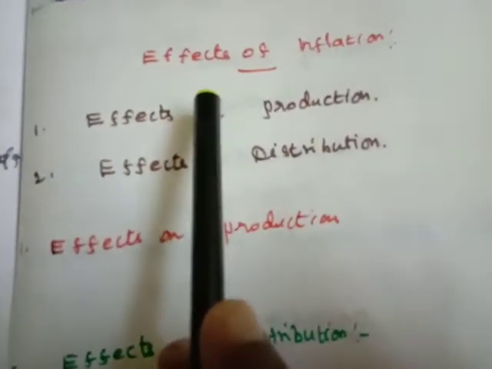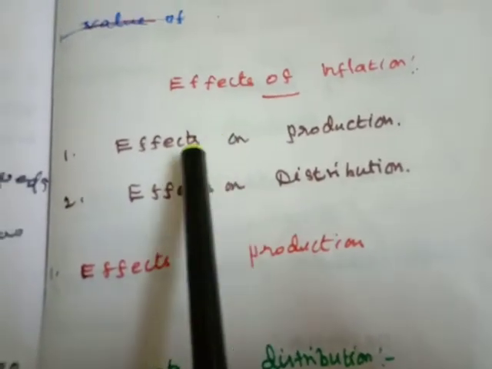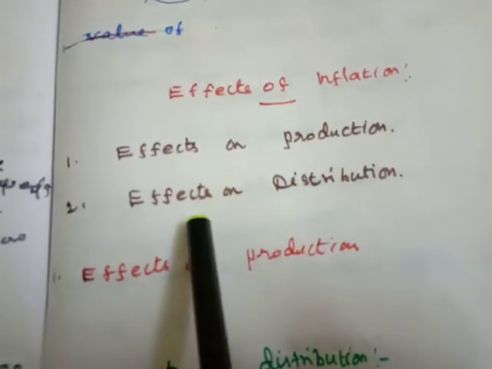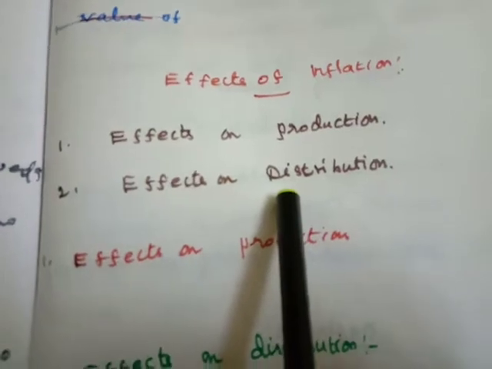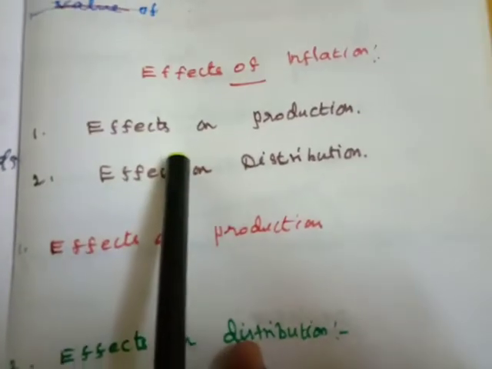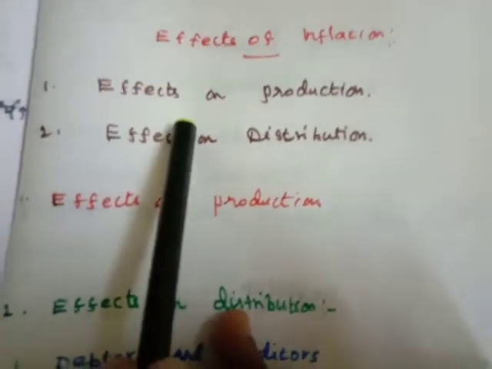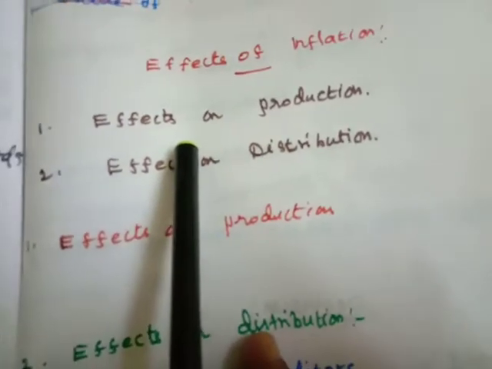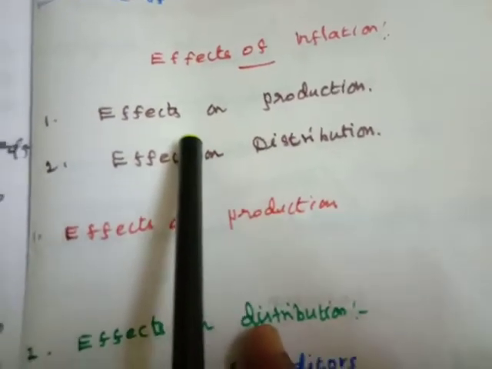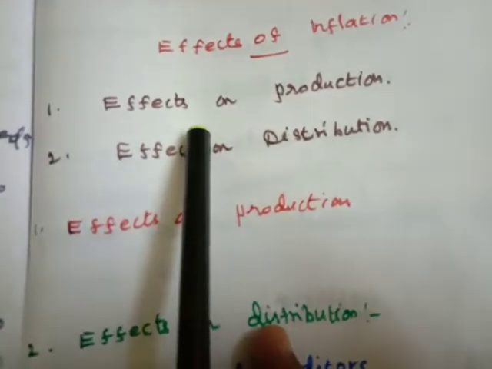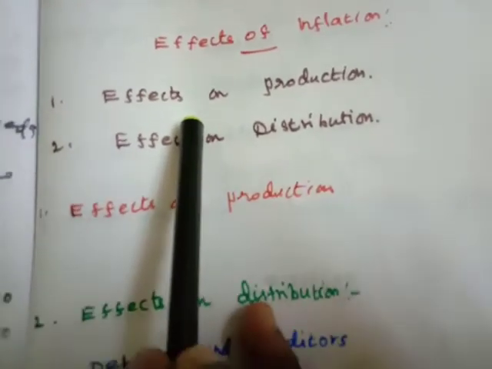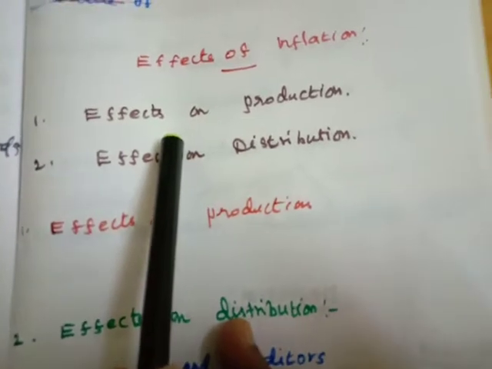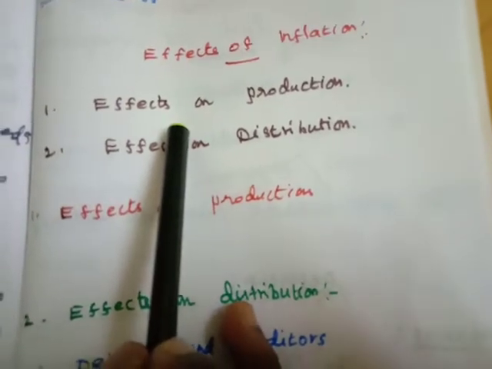Effects of inflation are classified into two different categories. One is effects on production and the other is effects on distribution. First we will discuss the effects on production. When inflation is very moderate, it acts as an incentive to traders, because they will get more profit, and the producers also will get more profit.